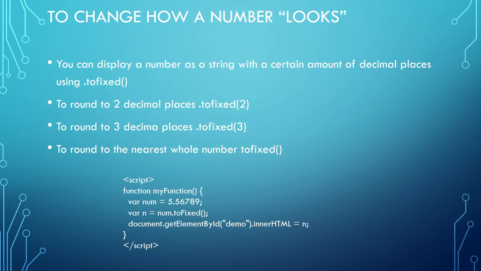You can display a number as a string with a certain amount of decimal places using toFixed. To round to 2 decimal places, you use .toFixed(2). To round to 3, you put a 3 inside the parentheses. If you want to round to the nearest whole number, you leave it blank inside the parentheses. So here we just have a variable called number. It's got lots of decimals, and we are going to get rid of those decimals. Okay, just round to the nearest whole number here.